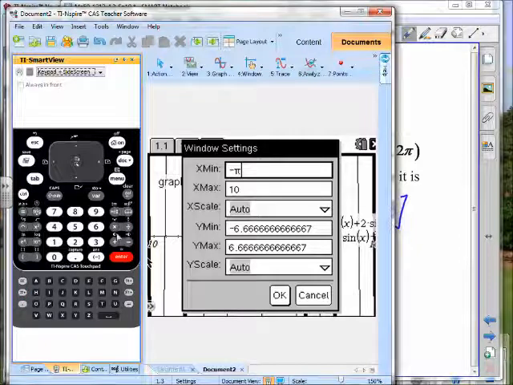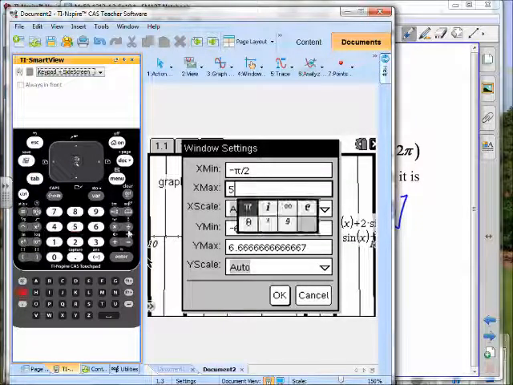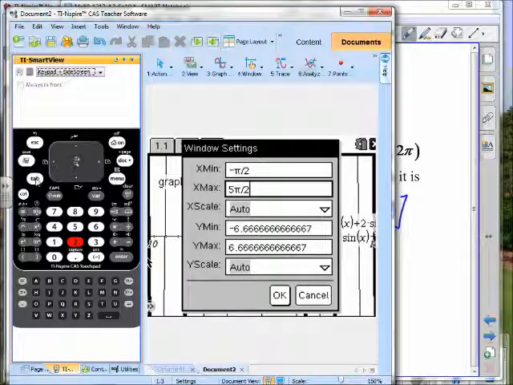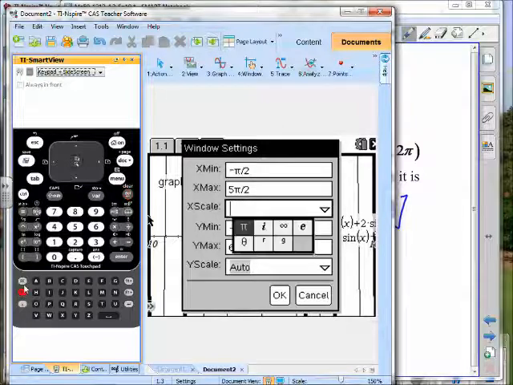I'll make mine pi divided by 2 up to 5 pi divided by 2, scaling by pi divided by 2. Yeah, I see that. Okay.